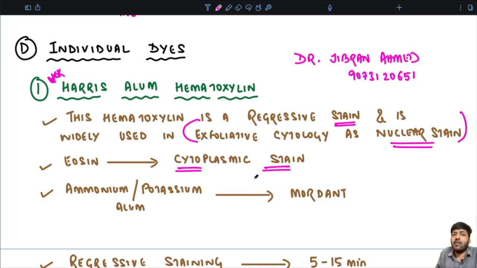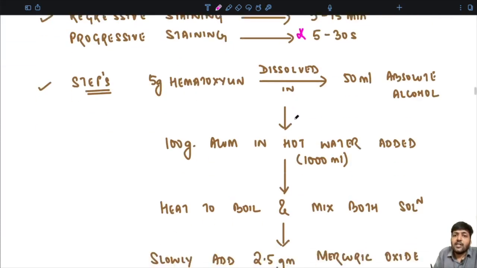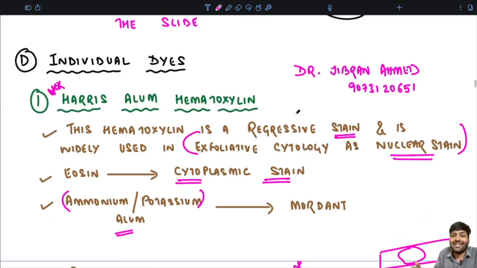Okay, the mordant that we use in this particular stain is ammonium or potassium alum. Now for regressive staining, we put the H and E stain on the particular tissue section for 5 to 15 minutes, whereas for progressive staining we keep it for just 5 to 30 seconds. So what are the different steps of preparation of this special type, that is Harris alum hematoxylin?